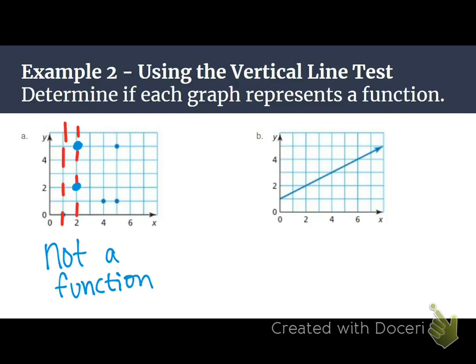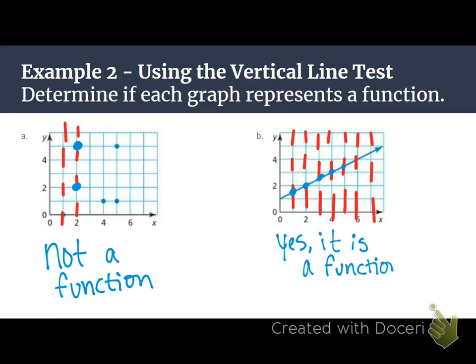What about letter B? Heard a few yeses. We think it's a function? Yes, I agree. This time it is a function. If I put in my vertical lines all the way through this graph, it only ever touches it one time. Okay, so we go through this whole thing. Every time my vertical line only touches one point. So, yes, it is a function.